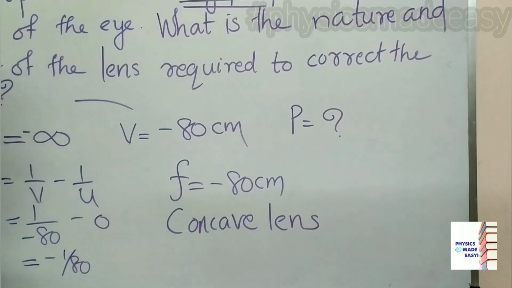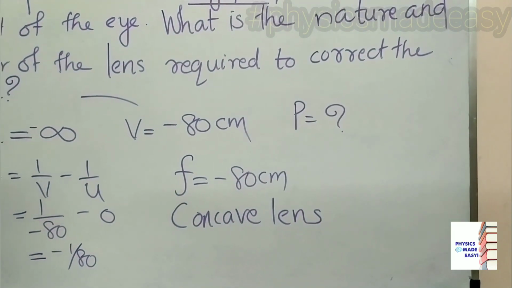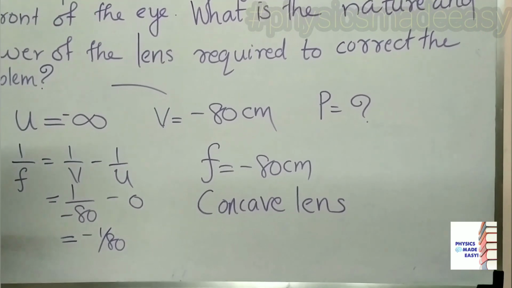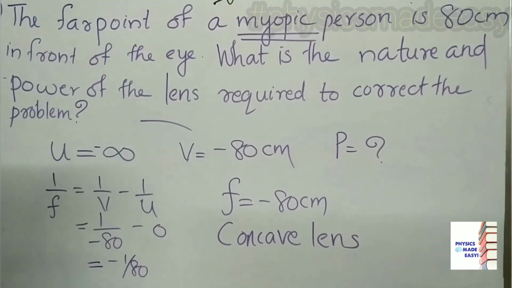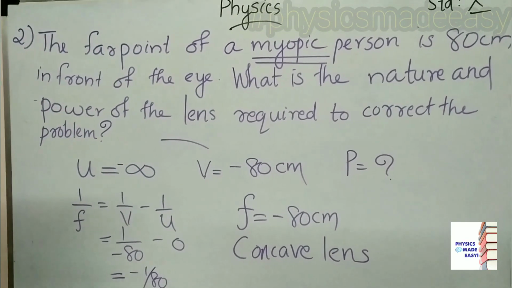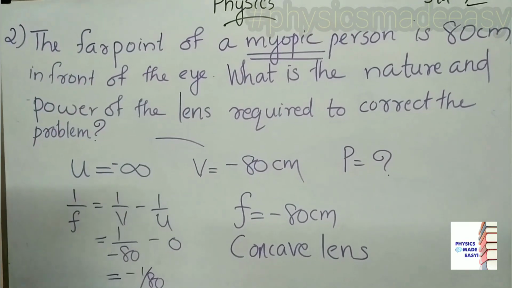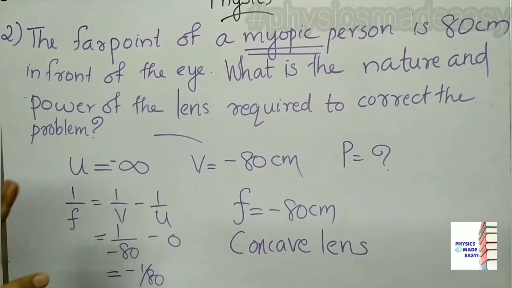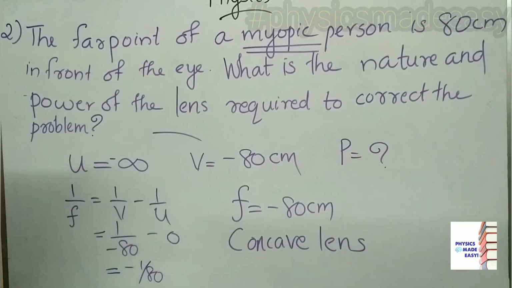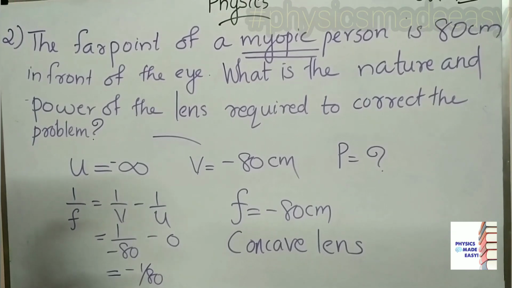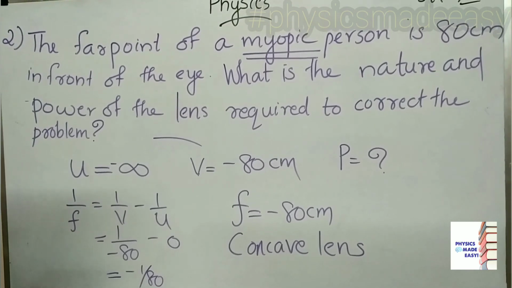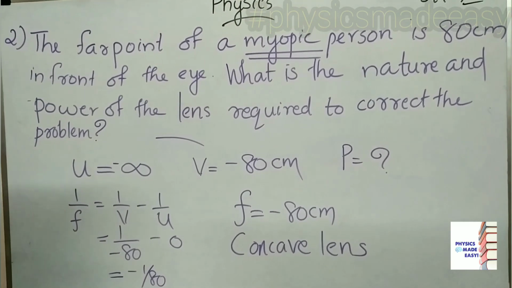So here we can say the focal length of that lens will be equal to the far point of that myopic person. From this question you can directly write that answer, no need to do it like this. If you are getting that far point there, you can directly write the same distance as the focal length in the case of myopia.